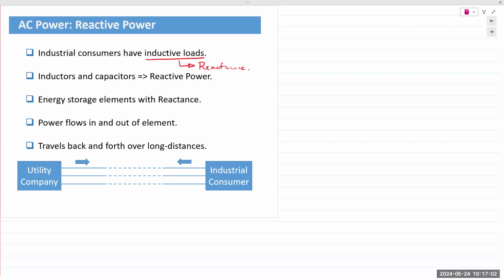Now, for example, if it's a lab bench and you build an RLC circuit, your source and your inductor are very close together. Okay. But when it's a utility company, the source is hundreds of miles away. So what happens? If it's an inductive load, the energy is being transferred back and forth hundreds of miles over long distance transmission lines, right? These long distance transmission lines could be hundreds of miles long.